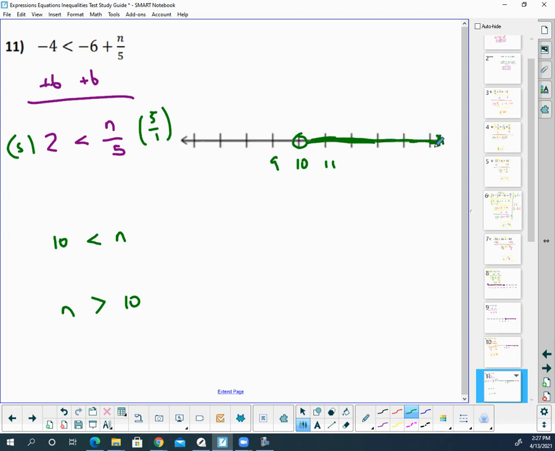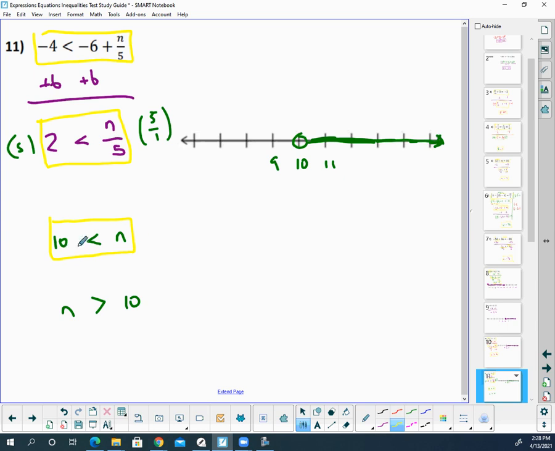Now, I just want to talk a little bit about what I did here. Here's the original equation. I added 6 to both sides. I got this equation. I multiplied both sides by 5, and I got this. I keep saying equation, but I mean inequality. Now that I have this inequality, 10 is less than n.